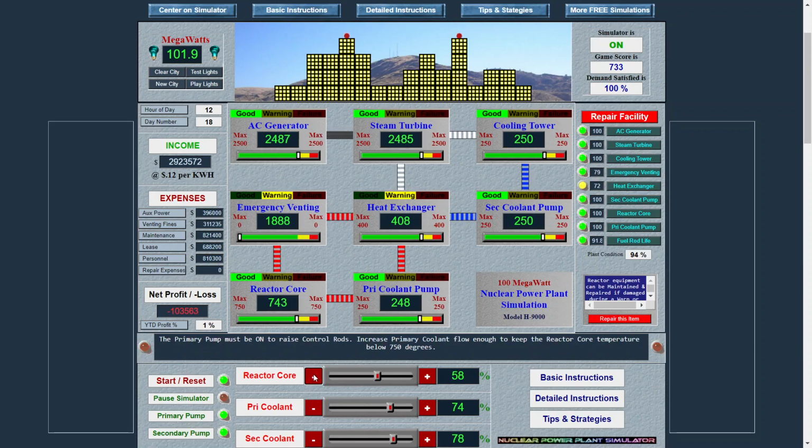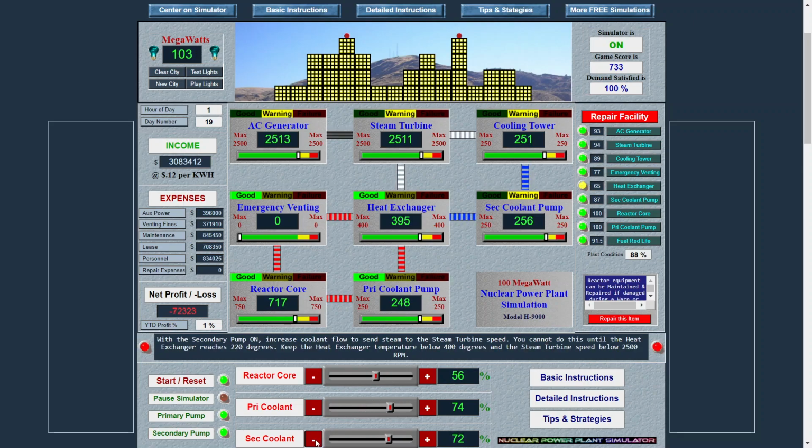I will decrease reactor power. That's not good. I have 3 yellow lights. Heat exchanger is going very low. Now they are green, but I need to reduce secondary coolant. So what I did by increasing secondary coolant is to move the extra heat from the heat exchanger to the secondary system. That's why now the AC generator and steam turbine are in yellow. And now it went green and everything is green again.